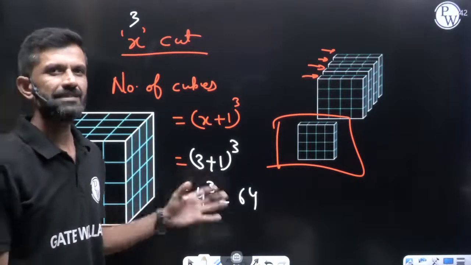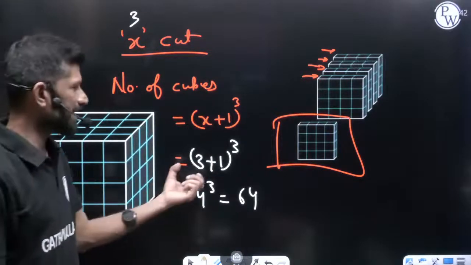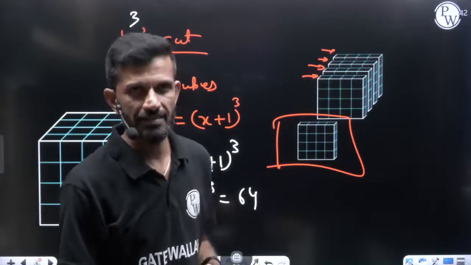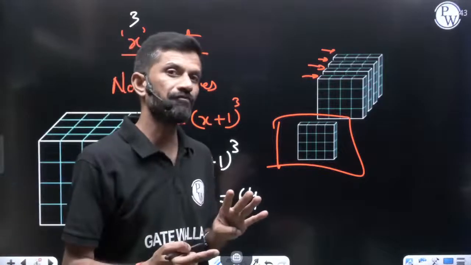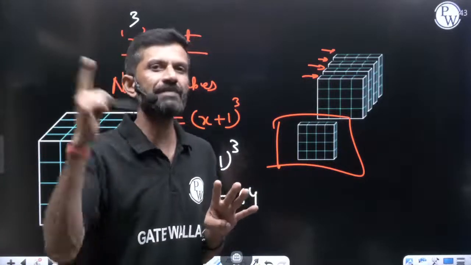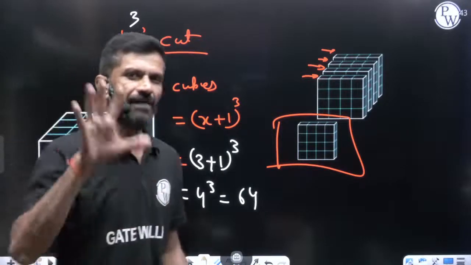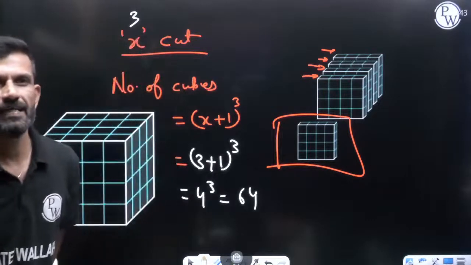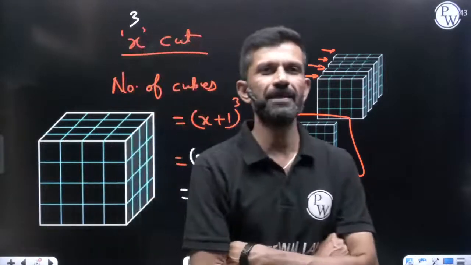Not x power 3, (x plus 1) power 3. Nitish, try to understand, (x plus 1) power 3. If x is the number of cuts given on each edge, consider if I give 4 cuts on each edge, the number of cubes formed will be 4 plus 1, 5 cube. 5 cube, that is 125. If I give 5 cuts on each edge, total number of cubes formed, how much will it be?